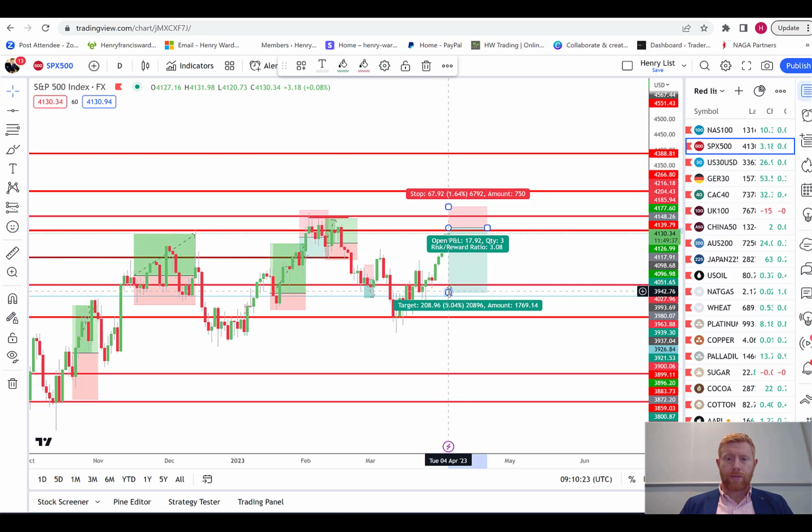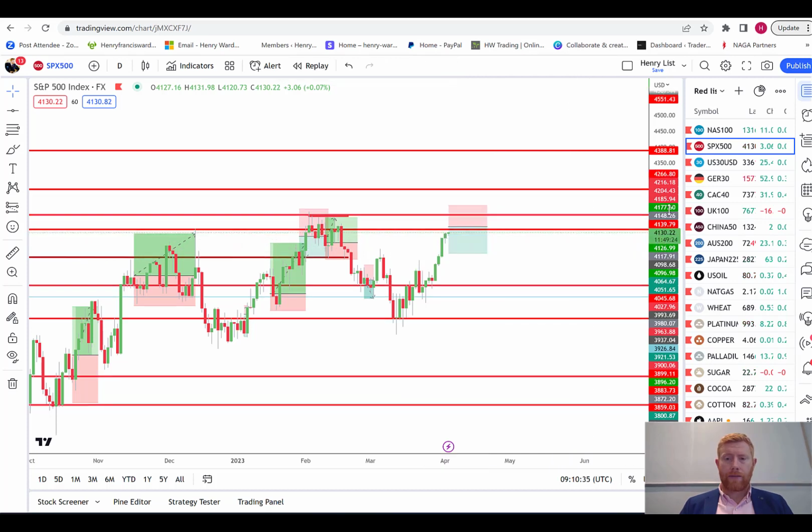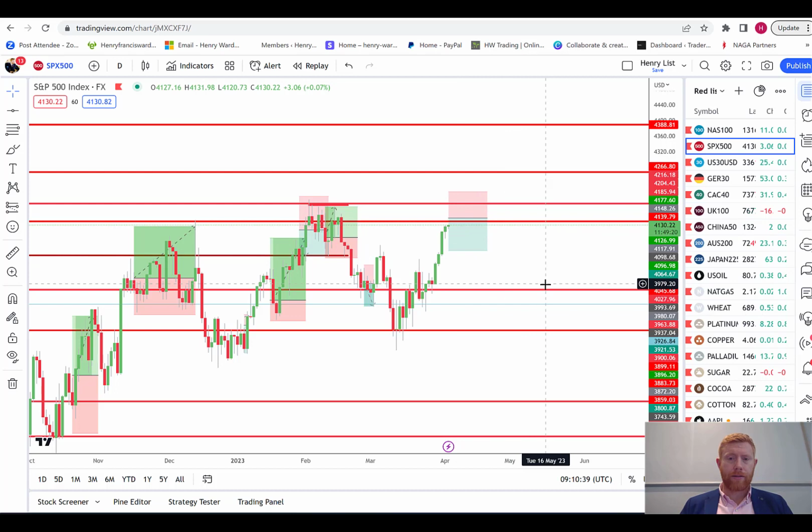So this one here is a 3-to-1. Are we better off getting, say, down to this level here? So our take profit just inside that level, and that'll be 1.23 to 1 if that trade kicks off, if that does exactly what we expect to happen here.